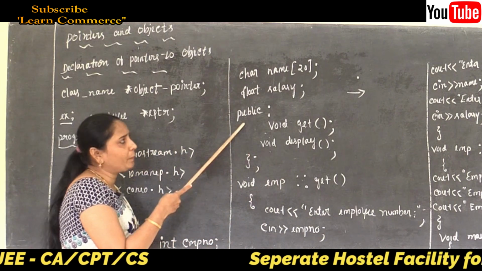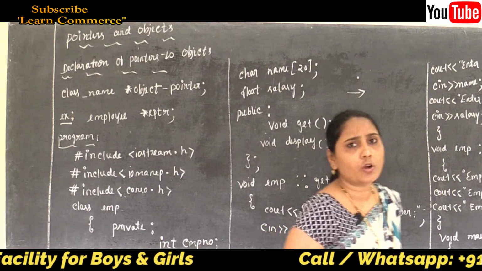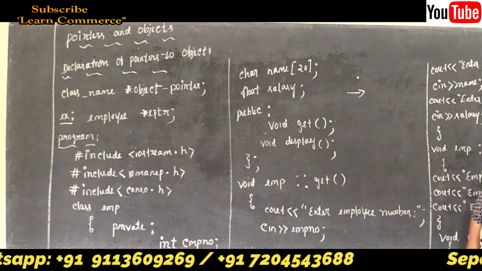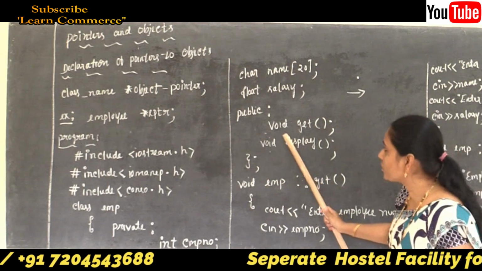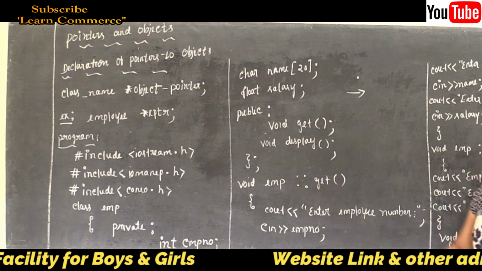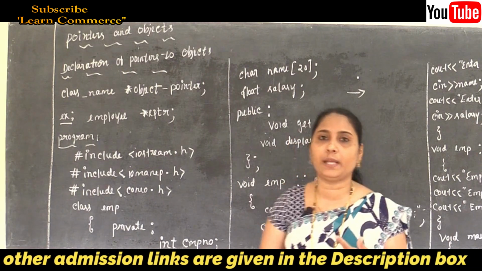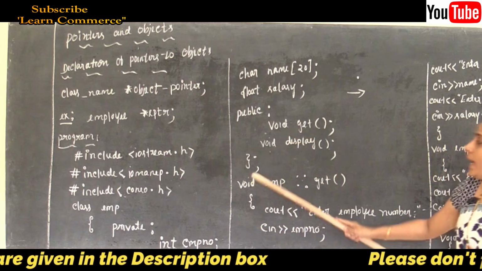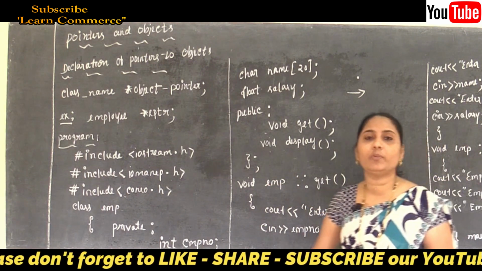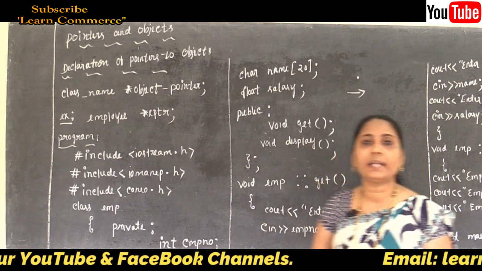Then in our public access specifier I am using some member functions. Why? Because such member functions are going to access the member data of the class EMP. So the member functions are get, open, close, semicolon, and the second member function is void, that means it is the data type, and display is the name of the member function. And afterwards we need to use the closing flower bracket with a semicolon. So this is called the end of the class definition.